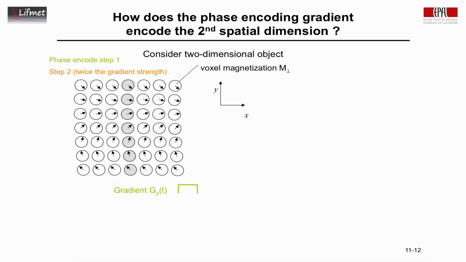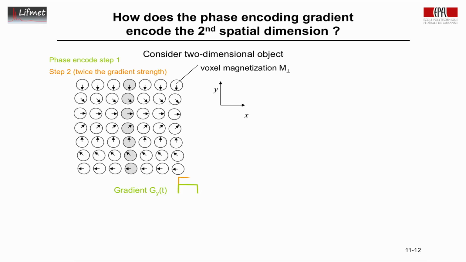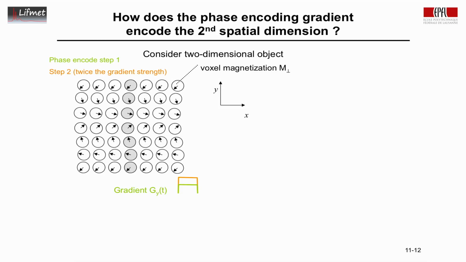Now we'll repeat this with twice the gradient strength. This means that if we repeat this experiment with twice the gradient strength, for each of the positions the vector moves by twice the angle.